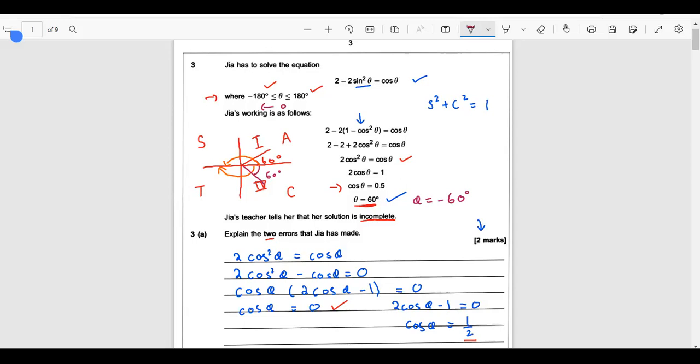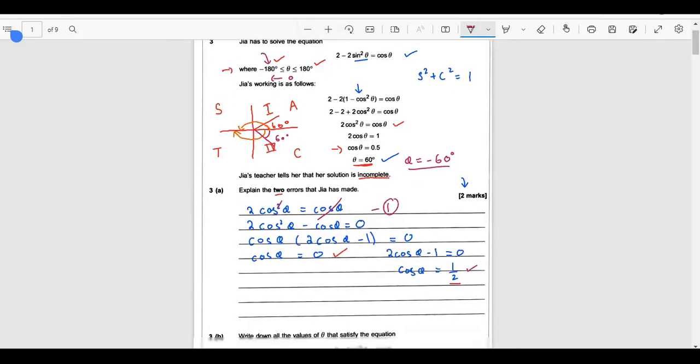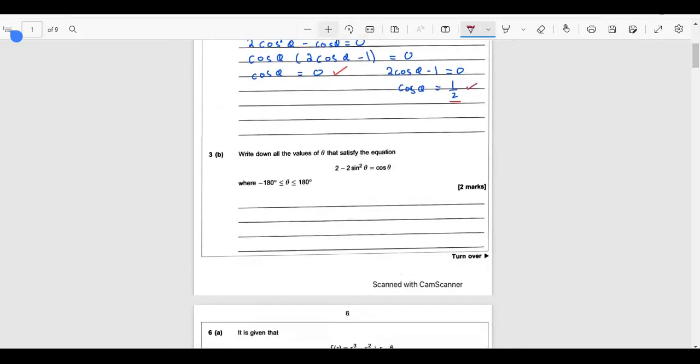Okay, since it was a 2 mark question, there's no point in doing all of this. First you need to write down that she shouldn't have cancelled cos theta with this. That was the first error. And the second one was that cos theta is positive. It is also positive in the fourth quadrant. We have the fourth quadrant in the range as well. So this was missing. That is it. All right, very good.